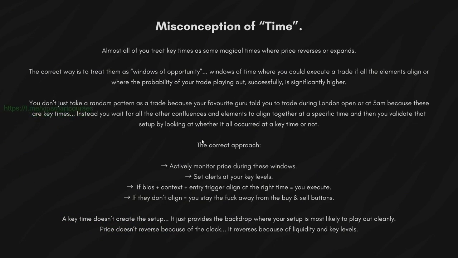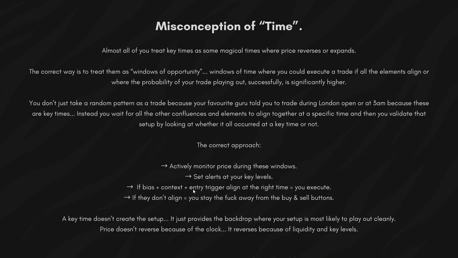The correct approach to key times is that you actively monitor during these windows of opportunity. You set alerts at your key levels, and you wait for your bias, your context, and your entry model to align at one of these key times. And if that's the case, you execute. But if only the entry model or the context is present at the right time, then you don't execute, because you still have to wait for the bias.